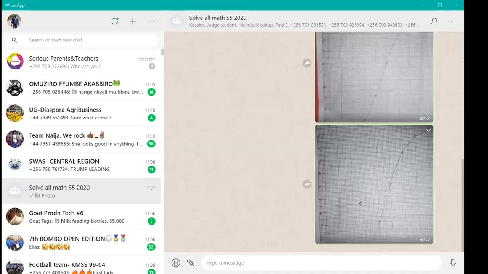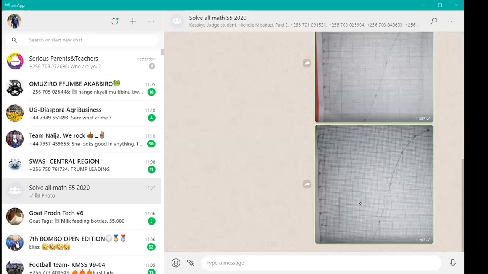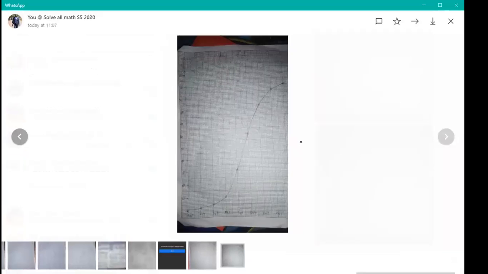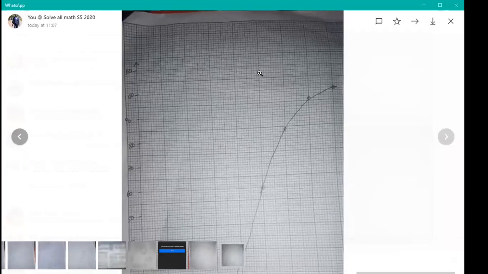So here I am. Here comes my graph. Kevin, I wrote my number on the other screen so that you can WhatsApp me. There's a math group where most of us are. So guys, this is how my shape has come out.